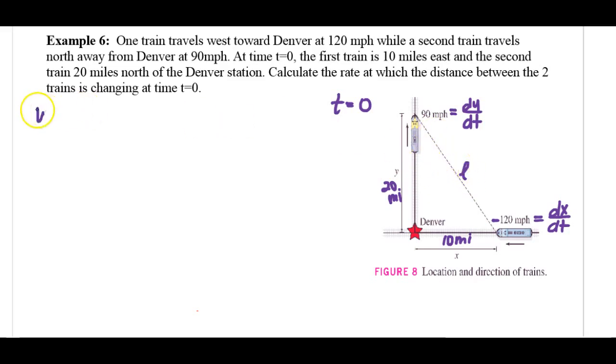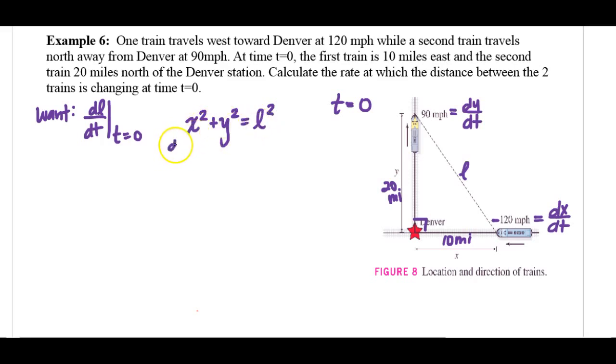So here's what I want. I listed my givens on the graph, but what I want is dL/dt at t equals 0. So I need a way to relate all of my variables. My variables are x, y, and L, and this forms a perfect right triangle. So my formula is x squared plus y squared equals L squared. And each of the variables are changing. Each of those lengths are changing, so I can't replace them with constants. I just have to take the derivative with respect to t, with time, on both sides.